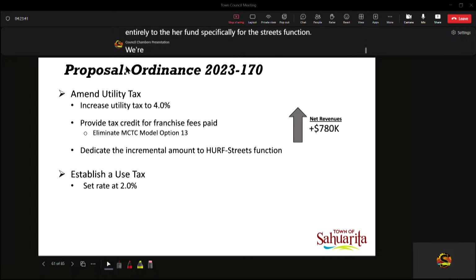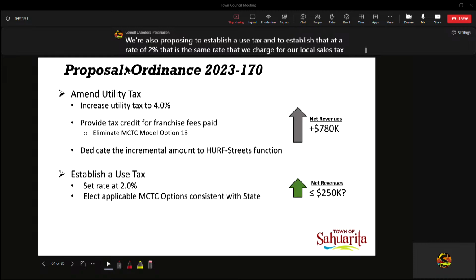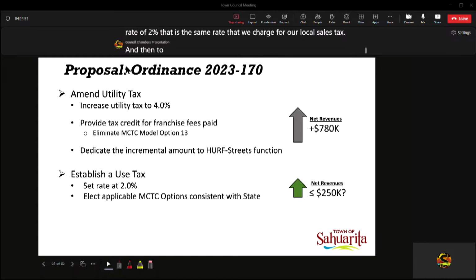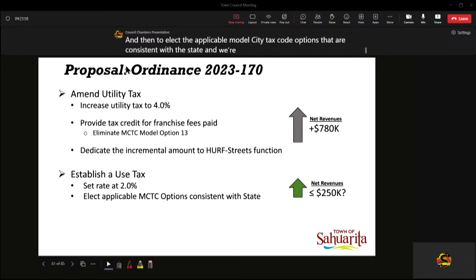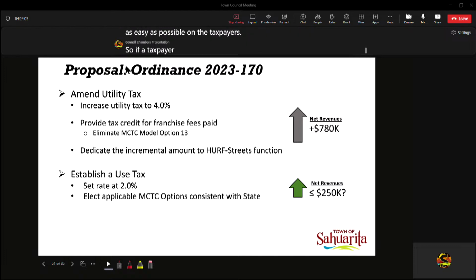We're also proposing to establish a use tax, and to establish that at a rate of 2%. That is the same rate that we charge for our local sales tax. And then to elect the applicable Model City Tax Code options that are consistent with the state. And we're recommending that to just make it as easy as possible on the taxpayers. So if a taxpayer currently pays the Arizona use tax, then the local use tax would also apply. It'd be a one-to-one comparison. It would just be the rate would be different from the state and the town.